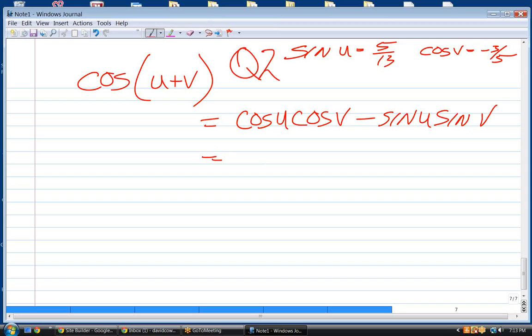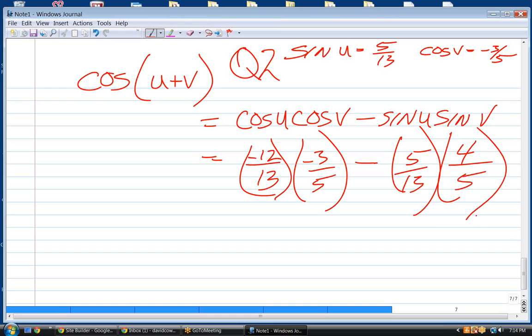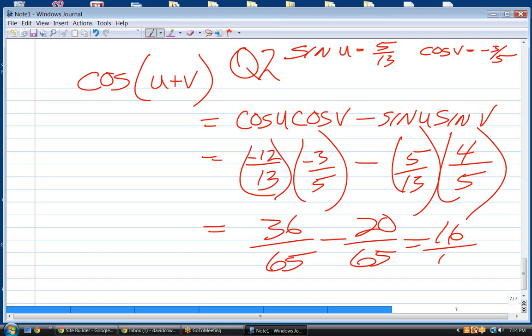So the cosine of u we figured out was minus 12/13. Cosine of v is minus 3/5. Sine of u is 5/13. And the sine of v we figured out was positive 4/5. Now we have 36/65 minus 20/65, 16/65 positive. Alright.